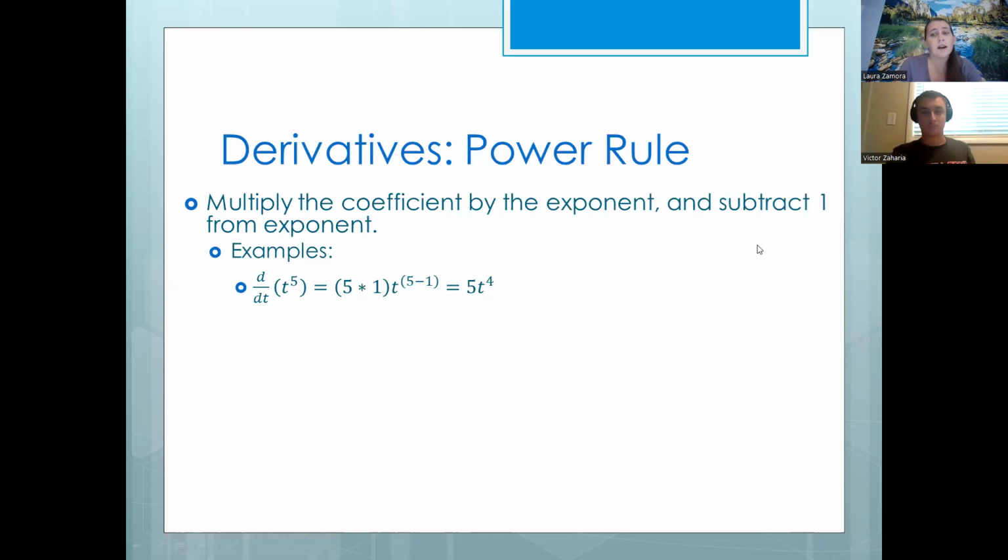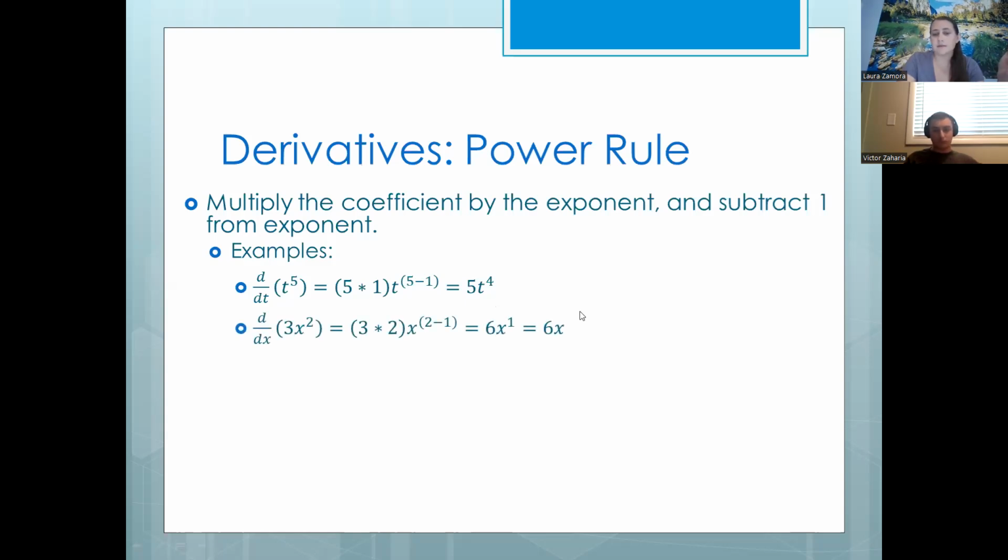Question in the chat, why can you assume that the coefficient is 1? Just because 1 times a variable is the same thing as just the variable, right? 1 times 2 is the same thing as 2. 1 times t is the same thing as t. And so just so that I could illustrate the point that we're multiplying a coefficient by an exponent, I expressly wrote out the 1 there. A lot of the time there will already be a coefficient there, and so you don't need to worry about the 1.